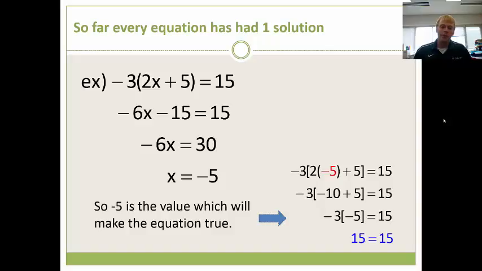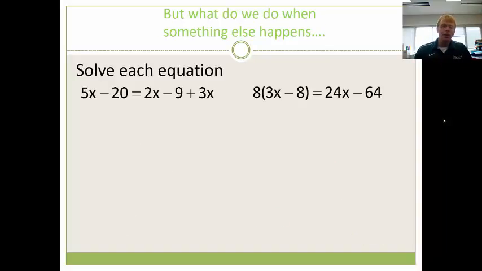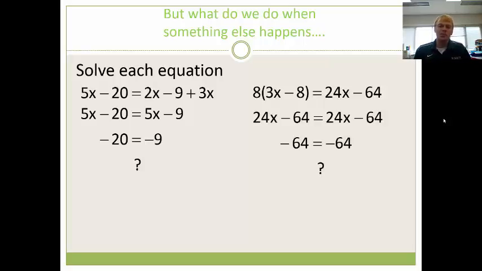There is one solution. But what happens when we have something else going on in the equation? If we look at the equation on the left, it looks normal. It looks similar to something we've seen before. But as we start solving it, something happens. We end up with -20 equal to -9. And the equation on the right, when we distribute and start canceling our variables on both sides, we end up with -64 equal to -64. Notice the same thing happened in both equations. We can see the variable terms completely canceled each other out.